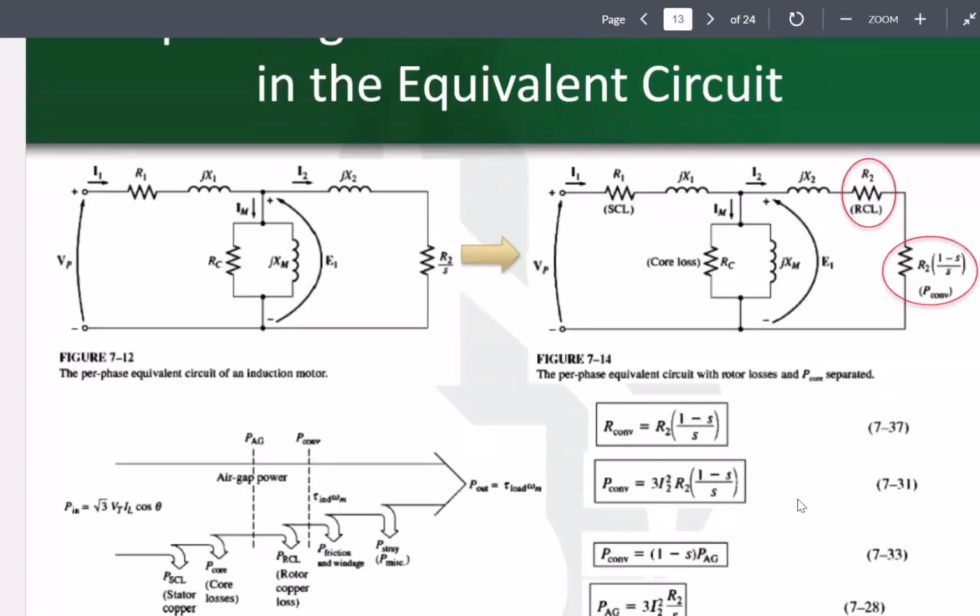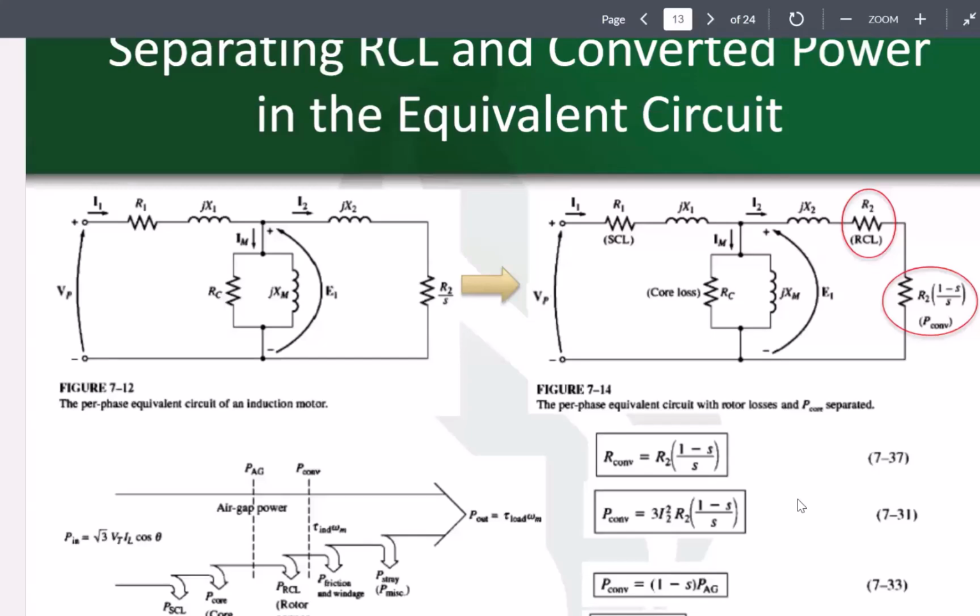Another type of problem is when you have the input power, or the input power and power factor, so that you can calculate the complex power on the input. Once you have the complex power on the input, then you will be able to find out the slip. And once you find the slip, you can find the speed, right? So that's another type of problem.